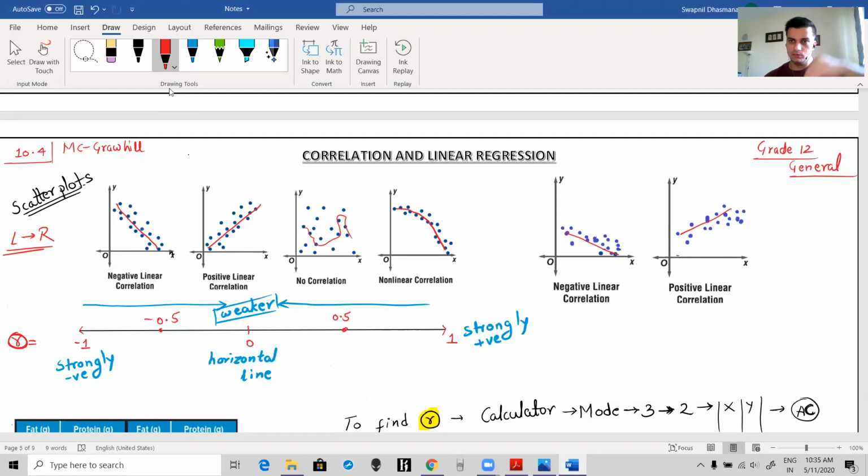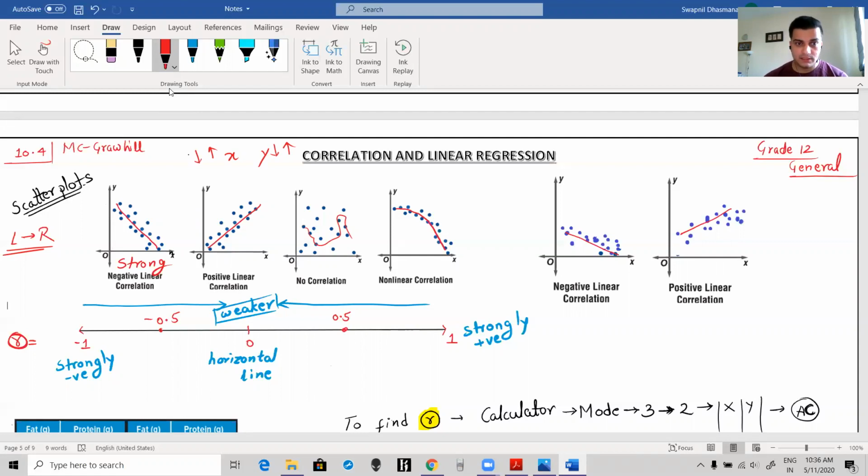If the line goes down, then it's a negative slope, and this is a strong negative linear correlation. Now, what do you mean by correlation? Correlation is basically the relationship between x and y. So when x increases, what happens to y? It decreases or increases. Same, when x decreases, what happens to y? So it's basically the relationship between x and y.